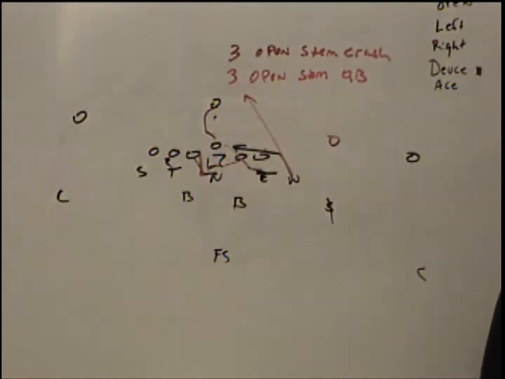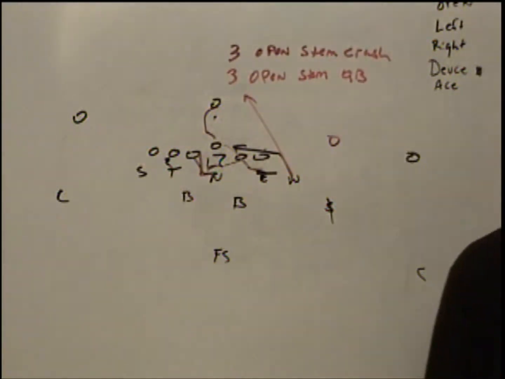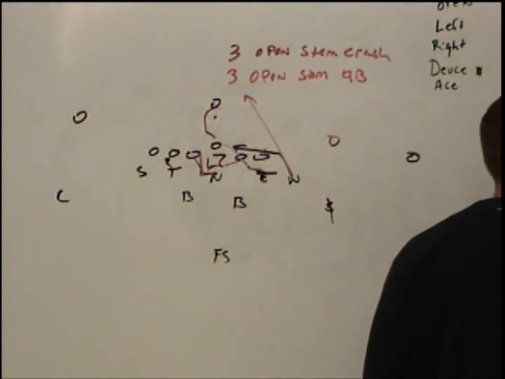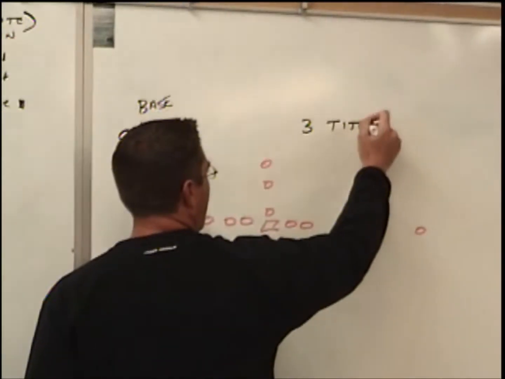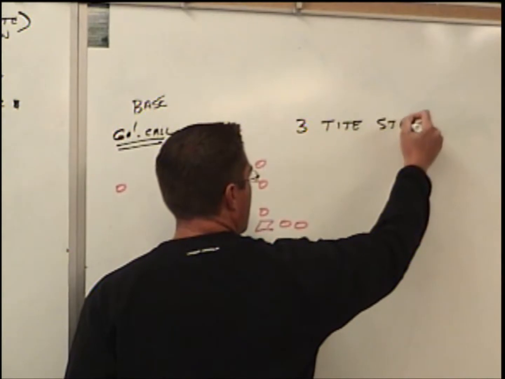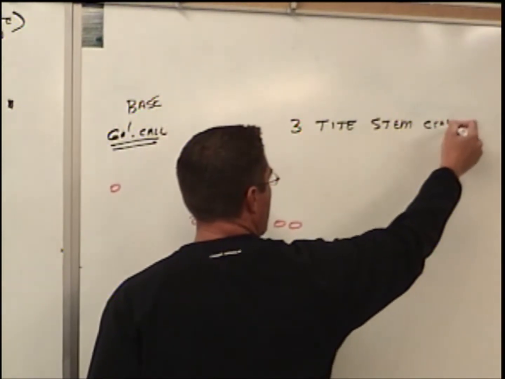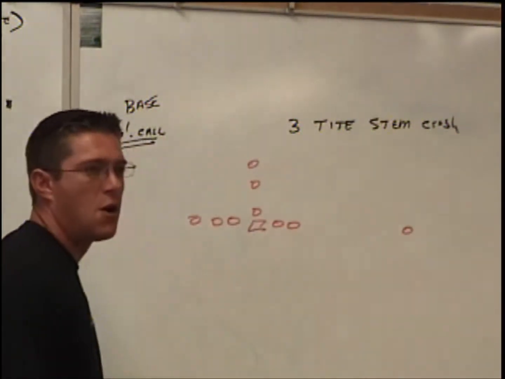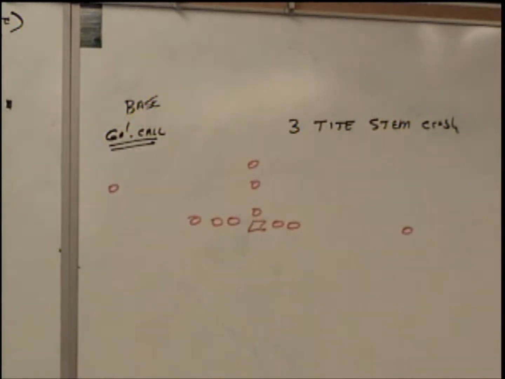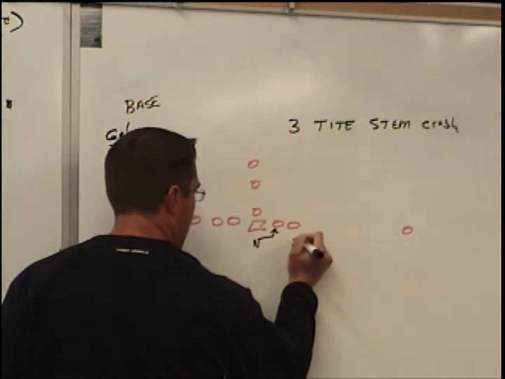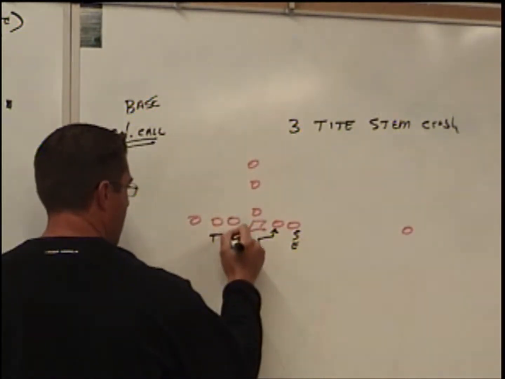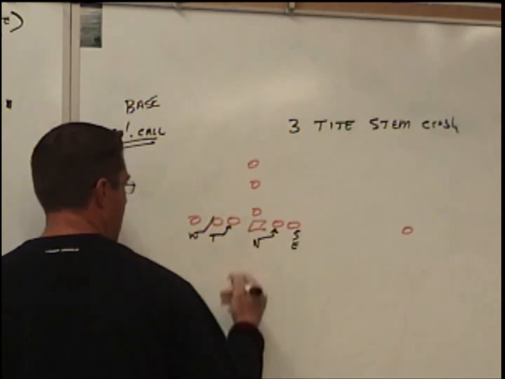And you can do things if you wanted this look against 2 back, or even against 1 back. But if you wanted this look, then here we would call 3 tight stem crash. The difference is on a crash call, that outside backer knows if I've got a tight end, I'm coming under the tight end. Okay? So now you look like this. He plays base. And you've got that look.